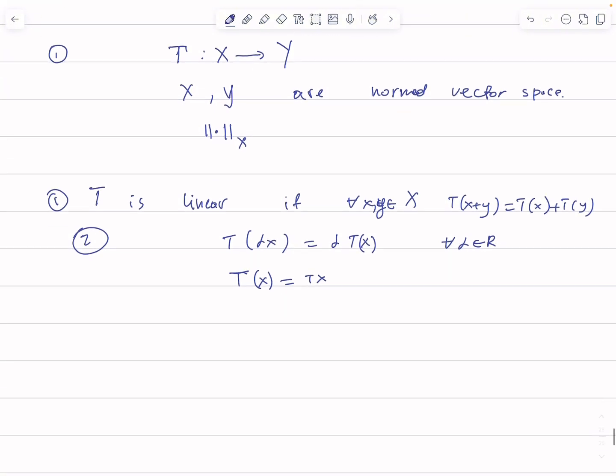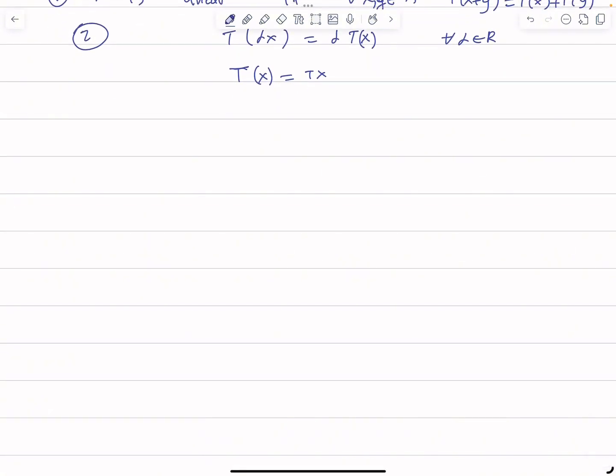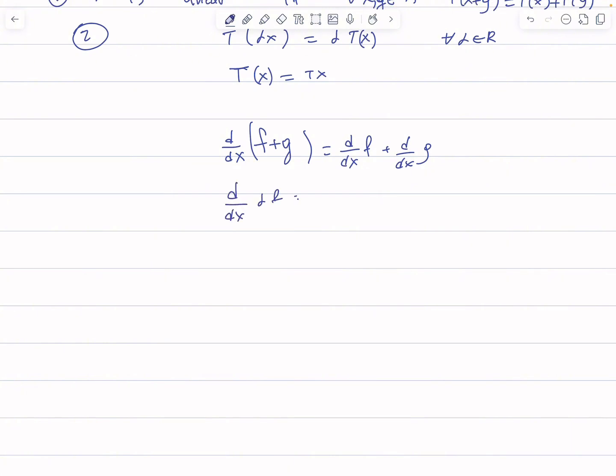Let me give you one example. The differentiation operator is linear because when we take the derivative of the sum of two functions, it becomes the sum of the derivatives of each function. Or when we multiply x by lambda, we can take out lambda. So this was about linear operators.